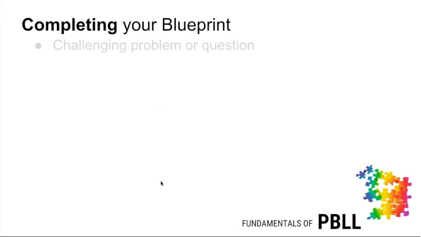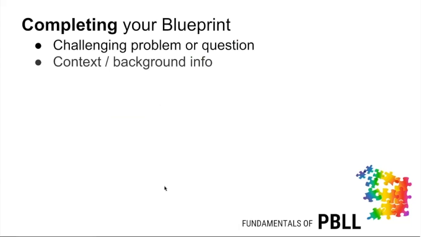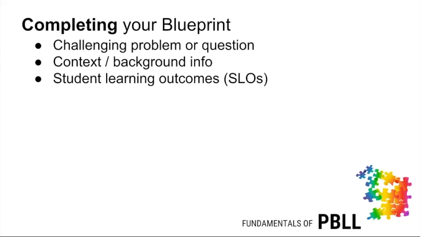So the elements that you need to complete in the blueprint are the challenging problem or question that you're trying to address, some context and background information, such as what is your institution like, who are your students, what are their proficiency levels, the student learning outcomes that you're trying to define for this project, and discipline-specific content. Now, in our case, we have teaching and learning language, but the students who are working on a certain project may also need to get information about content in a specific disciplinary area, such as nutrition.